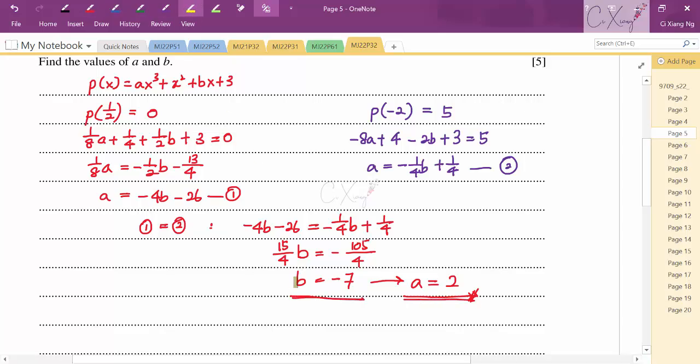So this is how we get the values for a and b by applying the factor theorem and also the remainder theorem.